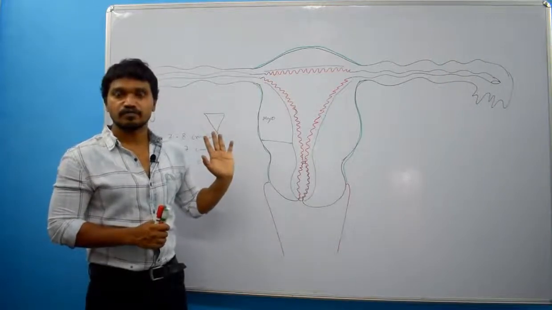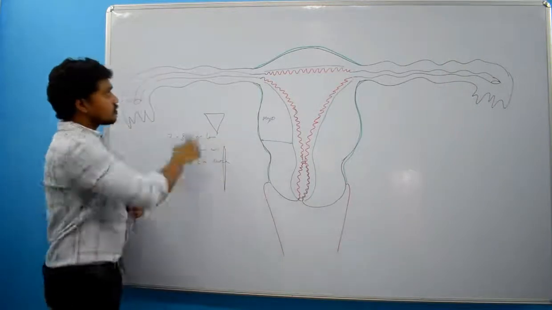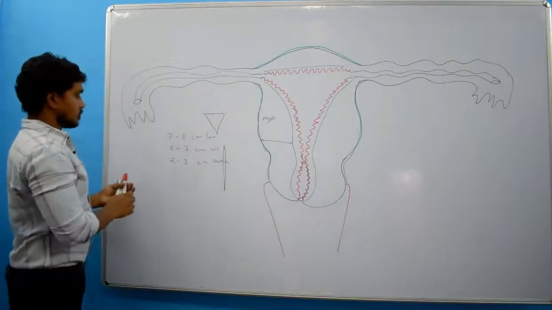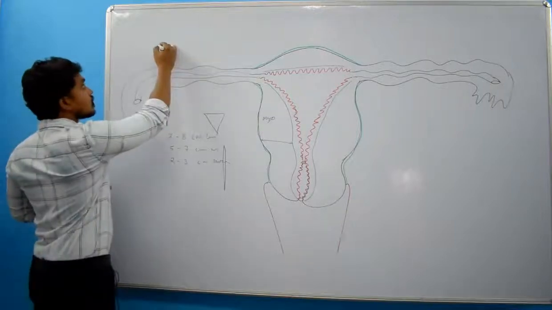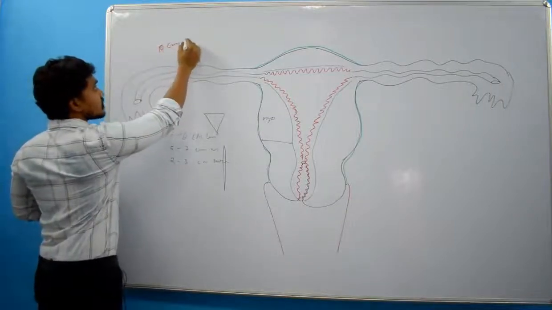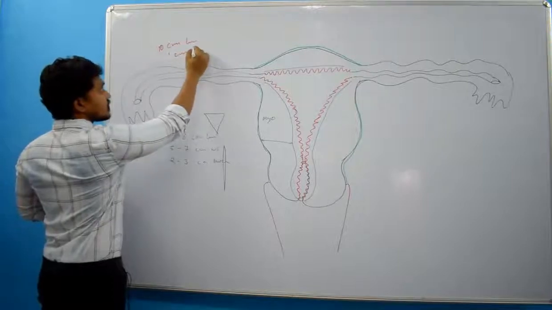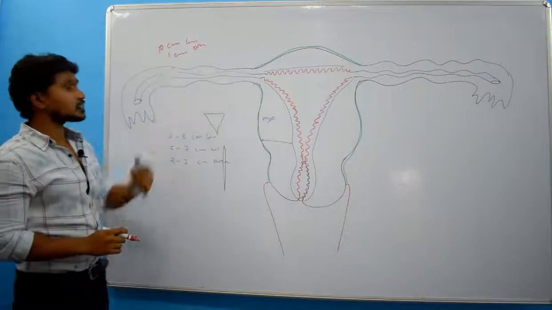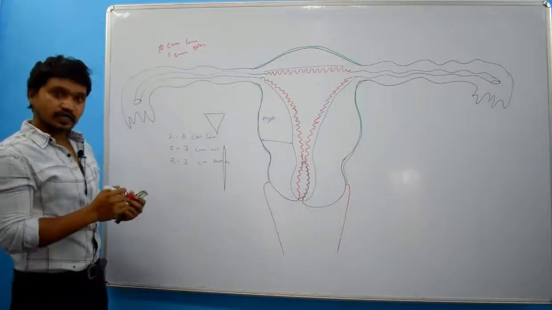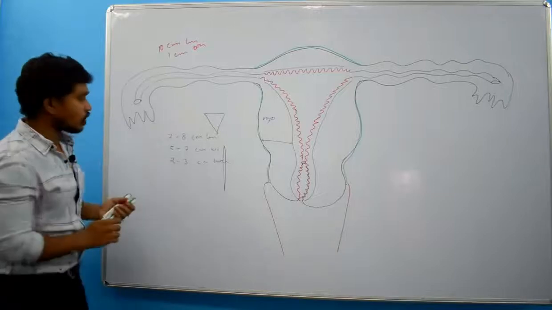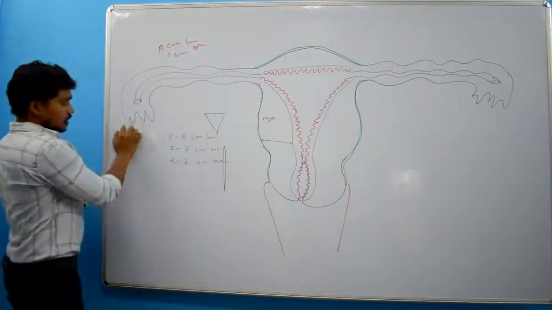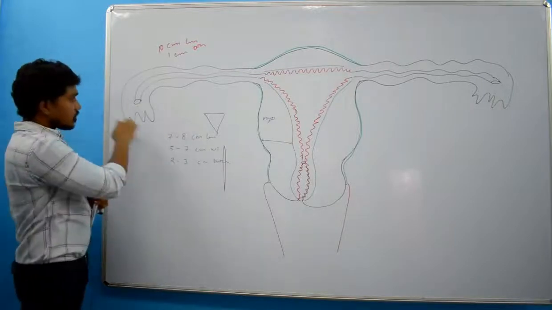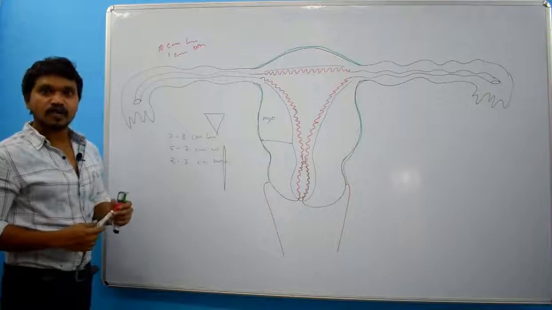So this is about the uterus in brief. Then we will discuss the fallopian tubes. The fallopian tube is 10 centimeters in length and 1 centimeter in diameter, and it contains different parts. What are those parts? Here there is a part with finger-like projections. This part of the fallopian tube we call the infundibulum.